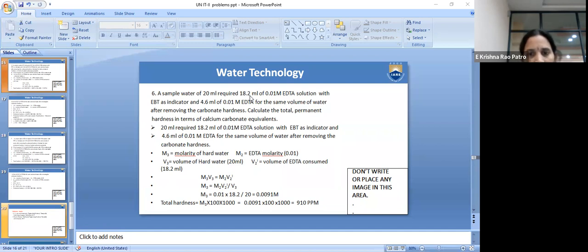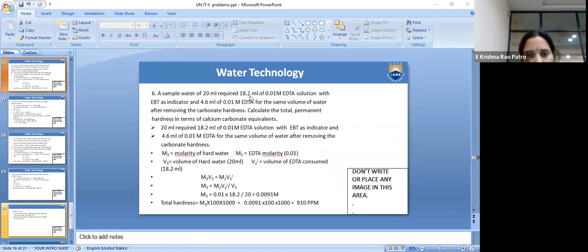I am not giving here EDTA molarity, students. You have to find out. Okay, na? Now next line. A sample of water of 20 ml required 10.5 ml of EDTA. First one is standard hard water of 20 ml required 21.5 ml of EDTA. Next line is sample of water of 20 ml required 10.5 ml of EDTA.